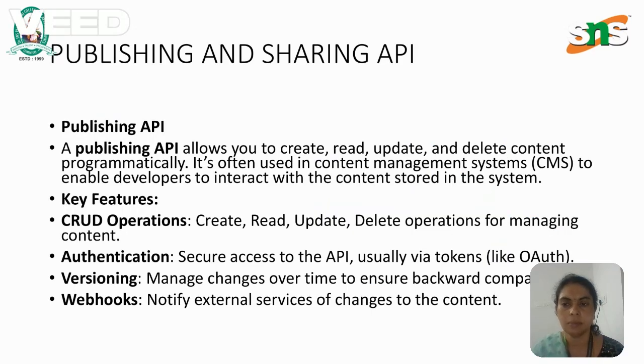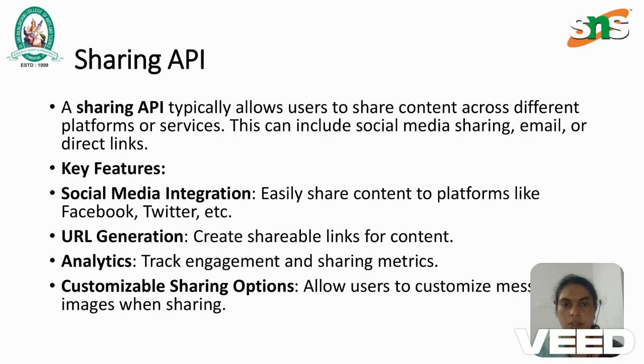Publishing and sharing an API: a publishing API allows you to create, read, update, and delete content programmatically. It is often used in content management systems. The key features are the CRUD operations, that is create, read, update, delete operations for managing content. Authentication, that is for secure access to the API. Versioning is managing changes over time to ensure backward compatibility. Webhooks are to notify external services of changes to the content.